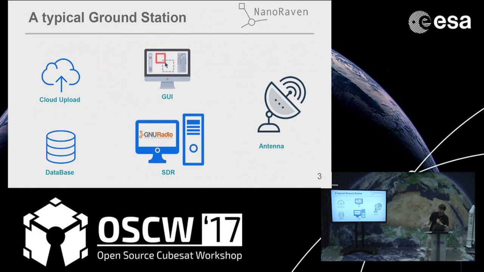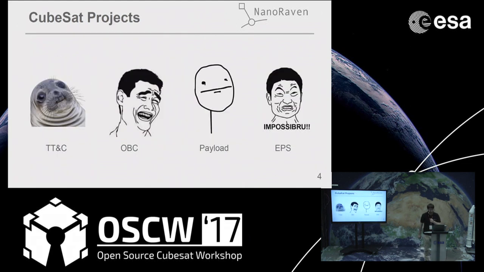But the problem is that someone has to implement that in a CubeSat project, and usually that's where the problem begins. According to Arthur, and I kind of agree with that, usually the ground segment is the last one that people stop to think about because it's not going to space. So who cares, right? We can do it later.